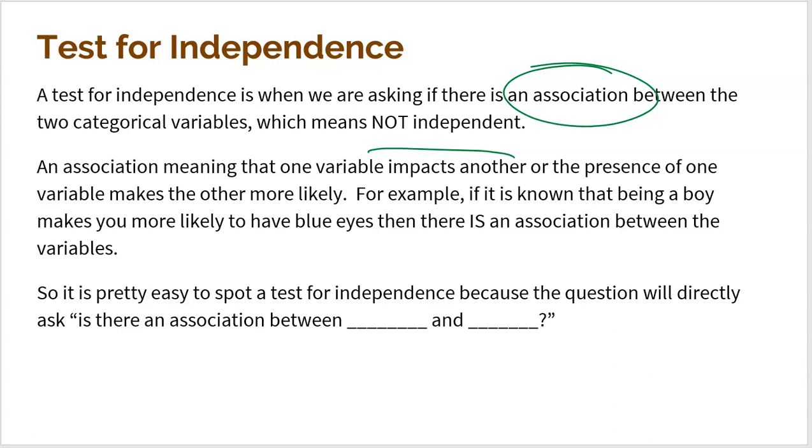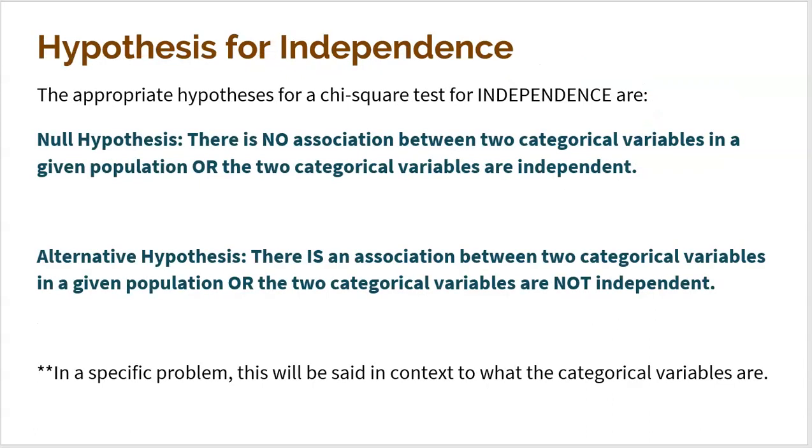So if a question specifically gives you a two-way table and it says, hey, is there an association between the two variables in this table? You're clearly talking about a test for independence. Okay, now let's talk about the hypotheses here as well for a test of independence. So the null would be that there is no association. Absolutely not. Being a guy doesn't make you any more likely to have blue eyes than a girl. 20% of people have blue eyes, 20% of guys have blue eyes, 20% of girls have blue eyes. There is no association between eye color and gender. Whereas the alternative hypothesis would be that there is an association between the two categorical variables.